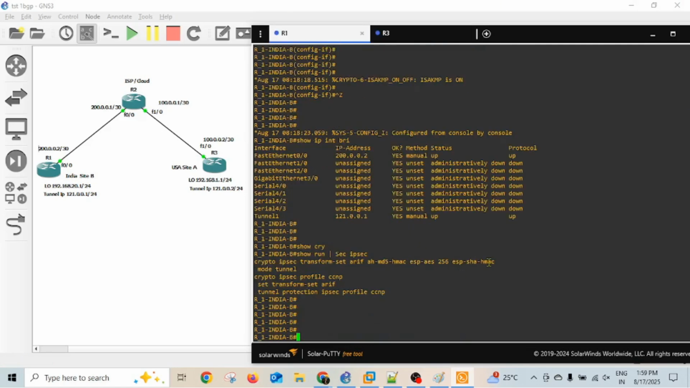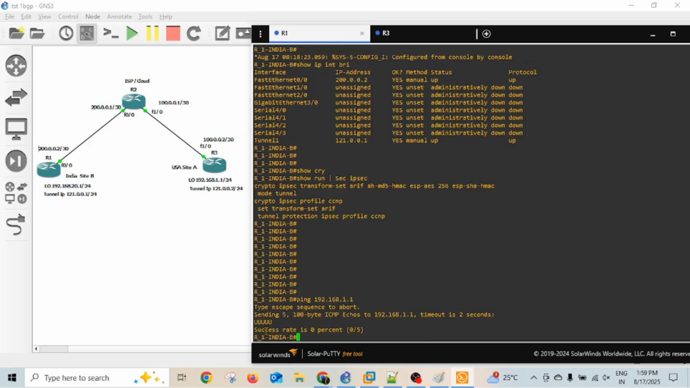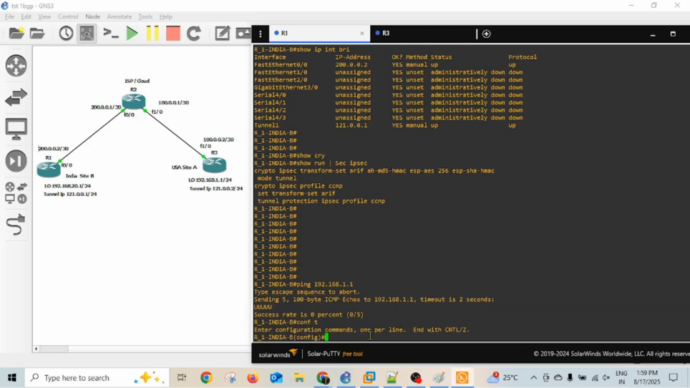so if I ping 192.168.1.1, will it ping or not? Mayur, am I audible? Yes, yes, you're audible. Does it ping or not? Yeah, it is ping. How can you ping? It will not ping because we just need to define routing between our network also. You said it's not pinging. Success rate is 0.